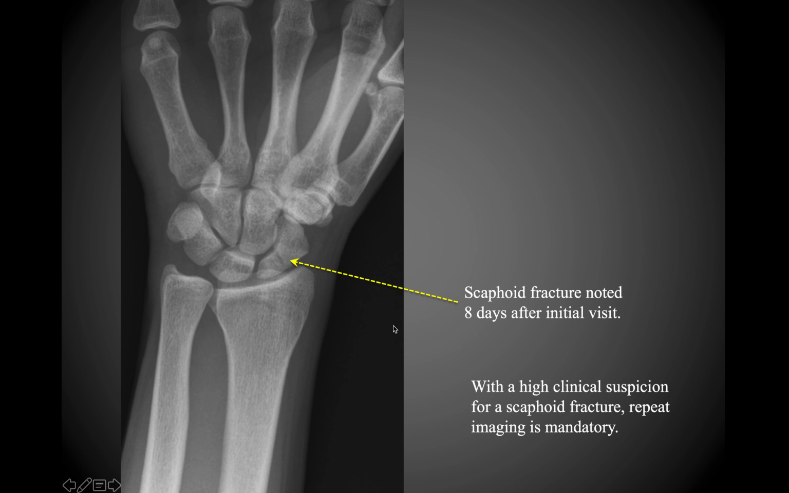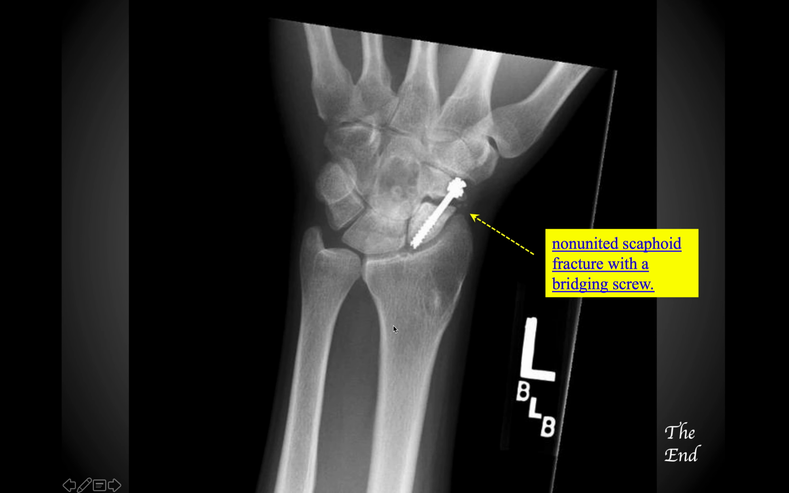And so that's common, where over time, fractures oftentimes within the first week or so become more evident. And so again, we can see here that this person has a clear scaphoid fracture. And so again, repeat imaging is mandatory when there's a high clinical suspicion of a scaphoid fracture if it's not initially detected, because that does commonly occur.